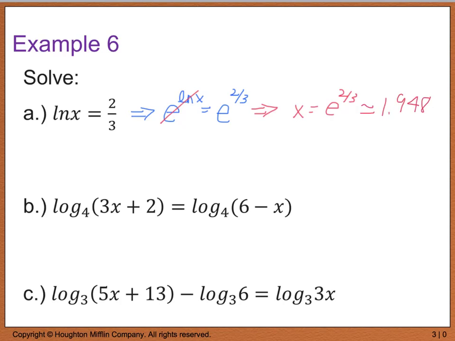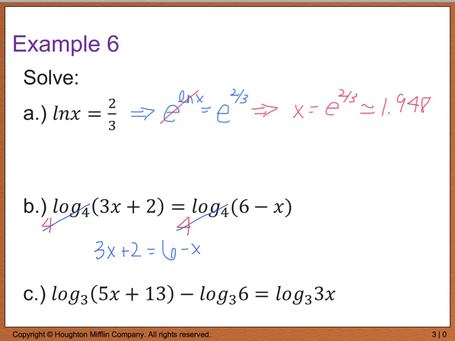For part B, I have log base 4 of 3x plus 2 equals log base 4 of 6 minus x. In order to cancel out a log base 4, I have to exponentiate, or say 4 to the power of log base 4 of some stuff equals 4 to the power of log base 4 of some more stuff. Now when that happens, my 4's and log base 4's are going to cancel, and we're left with 3x plus 2 equals 6 minus x.